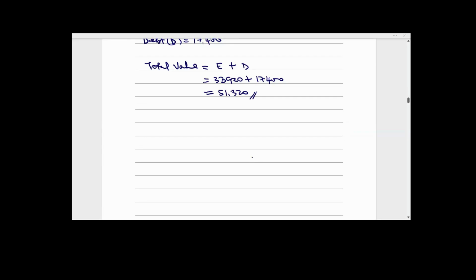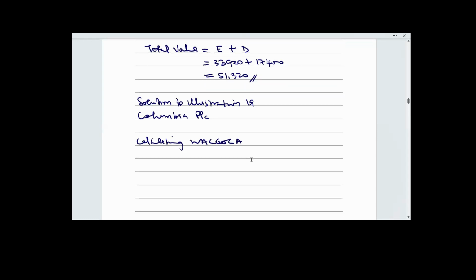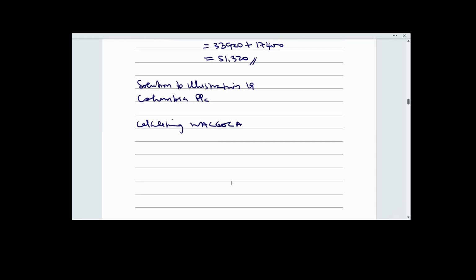Solution to illustration 19. Columbia PLC calculating WACOCA. The examiner asked us to calculate cost of equity capital and then the WACC. So there's no way you can get your WACC without first of all calculating cost of equity.